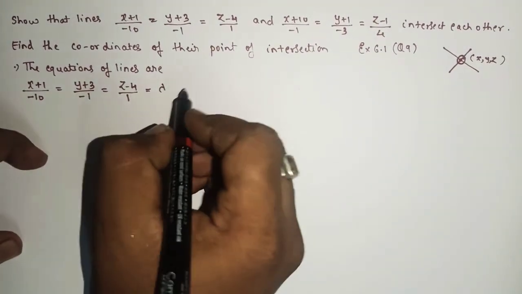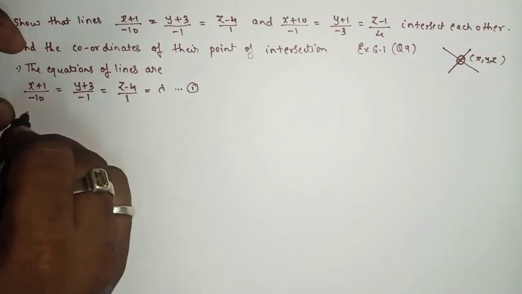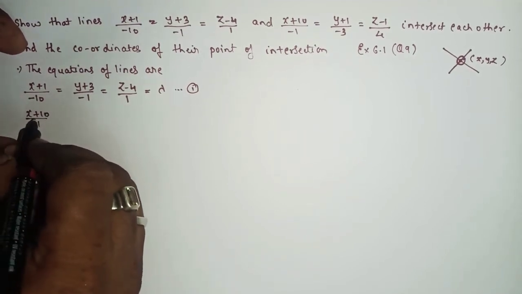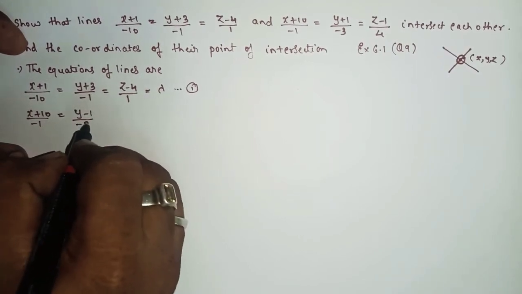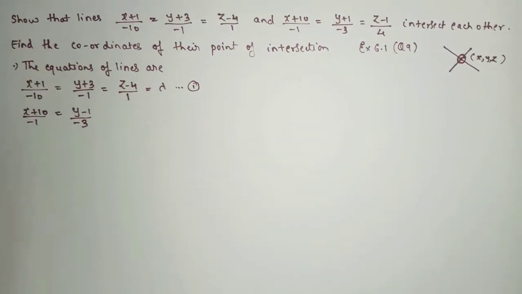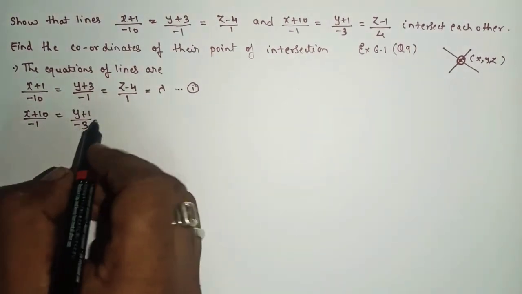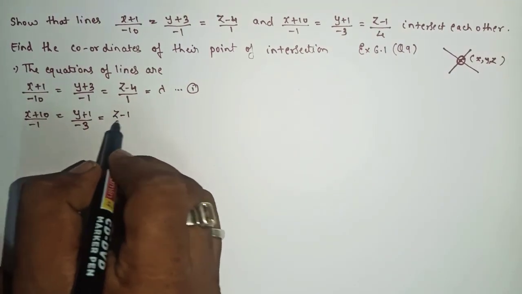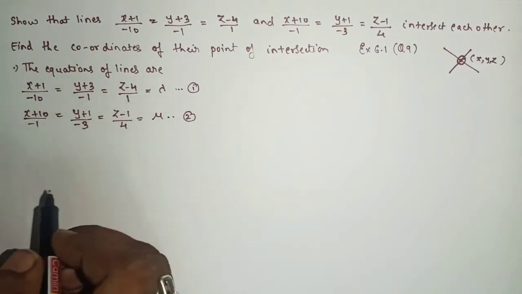We'll give this as equation 1, and the second one is (x plus 10) upon minus 1 equals (y plus 1) upon minus 3. And the next one is (z minus 1) upon 4 equals mu. We'll give this as equation number 2.